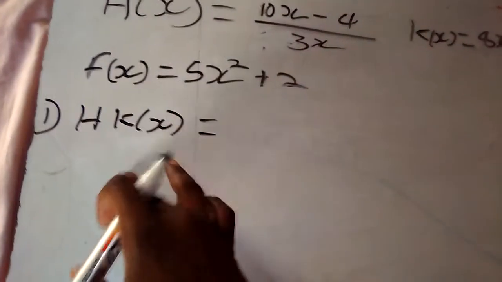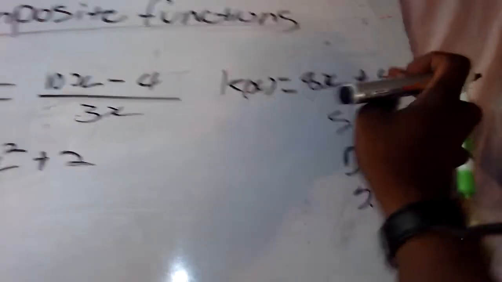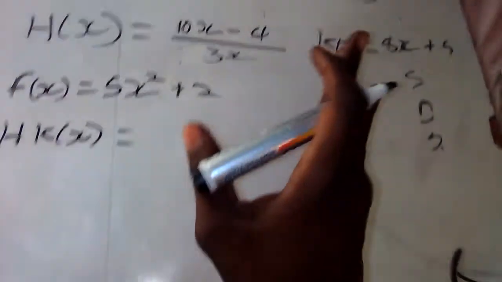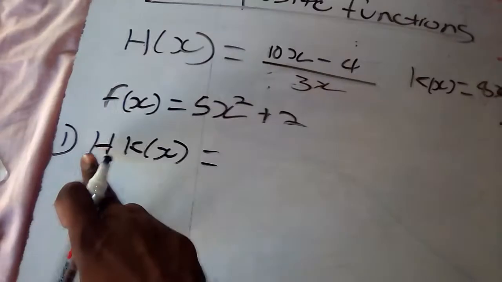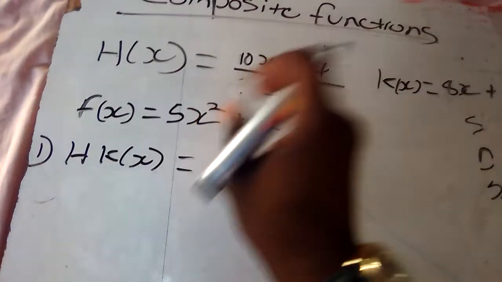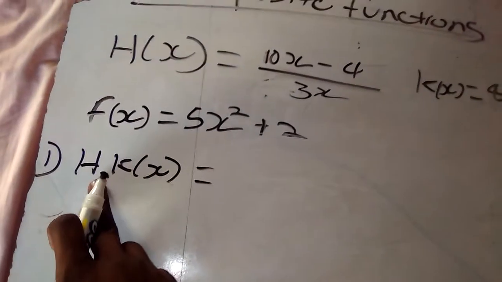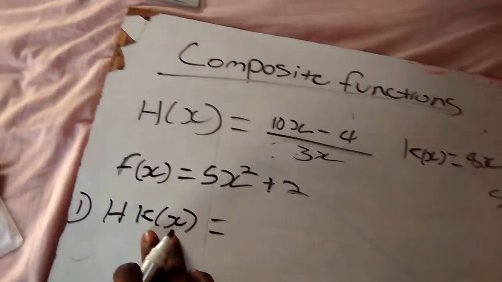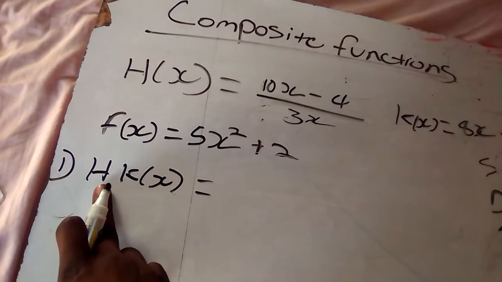So we have h of k of x, so we need to put the function k of x in the function h. Firstly, k of x is 8x plus 5, and h is 10x minus 4 over 3x. As we know from previously, we write back one function, and anywhere the x is in the first function, we put a bracket, and then we put the other function inside it. So we're putting k of x into h, the inner one inside the outer one.